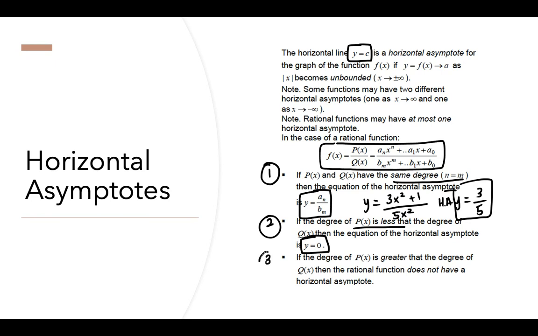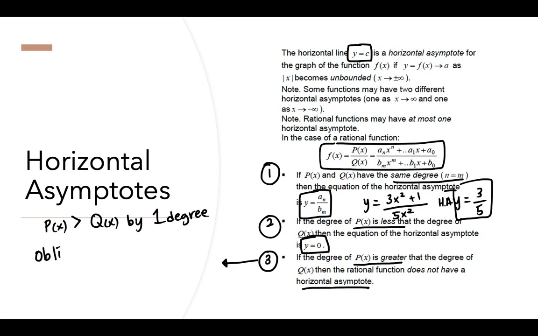On the other hand, if the degree of the numerator is greater than the denominator, then there is no horizontal asymptote. To expand further, if the degree of p of x is greater than q of x by 1 degree, then we are going to have something called an oblique asymptote.